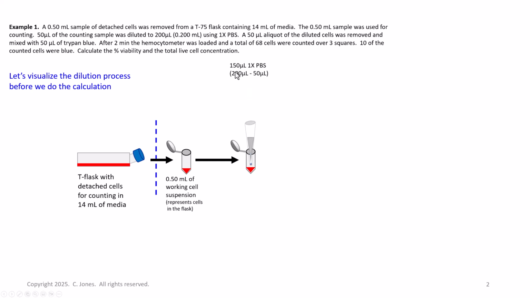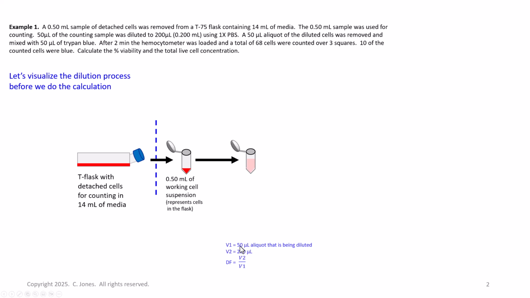And again, we know how to calculate how much to add because we want a 200 microliter final volume. We use 50 microliters of the counting sample, so 200 minus 50 is 150. Okay, so now we have our diluted cells with PBS, right? V2 was 200 and V1 was 50. Final volume, right? 50 microliters plus 150 is 200, and we diluted 50 microliters.